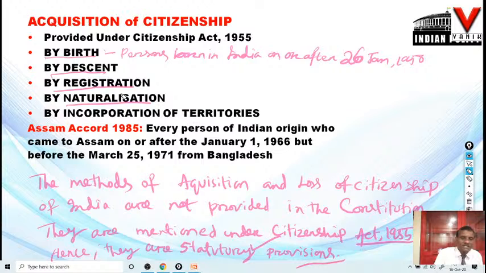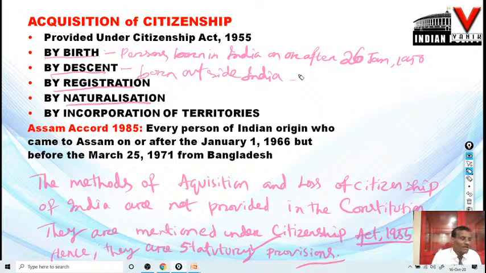Okay, by descent means born outside India, and either of his parents is an Indian, and the name of the child must be registered with the Indian embassy within 1 year of its birth. So descent is born outside India, birth is born inside India.